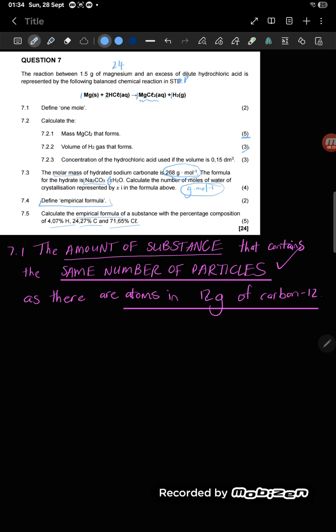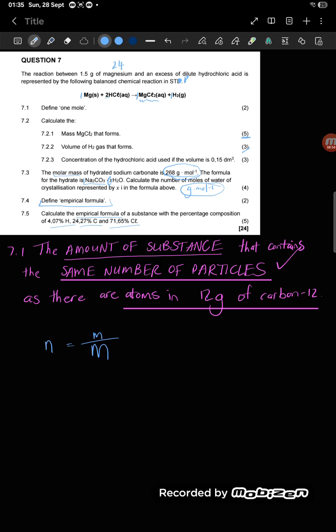Okay. Then calculate the mass of magnesium chloride. Okay, cool. So I've got n is equal to m over M. Now let's see, the reaction between 1.5 grams of magnesium is represented like this.